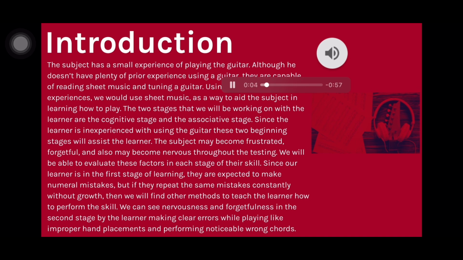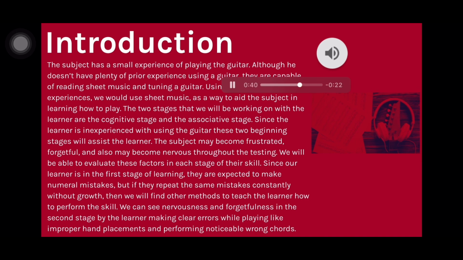The subject has a small experience of playing a guitar. Although he doesn't have plenty of prior experience with using a guitar, they are capable of reading a music sheet and tuning a guitar. Using these two prior experiences, we will use a music sheet as a way to aid the subject in learning how to play. The two stages that we'll be working on with the learner are the cognitive stage and the associative stage. Since the learner is inexperienced with using the guitar, these two beginning stages will assist the learner. The subject may become frustrated, forgetful, and nervous throughout the testing. We will be able to evaluate these factors in each stage of their skill.